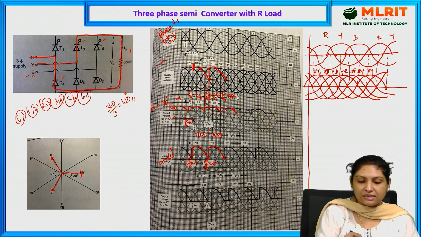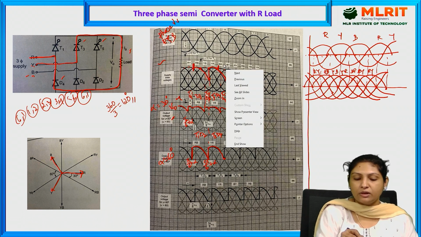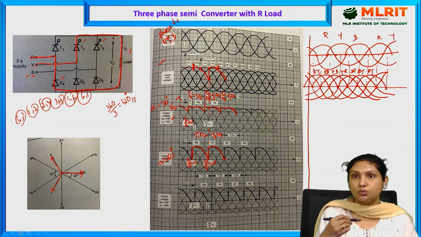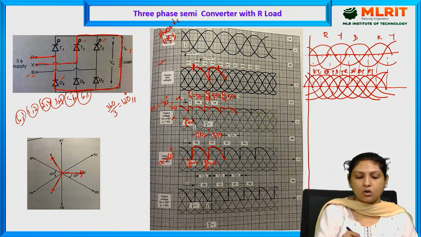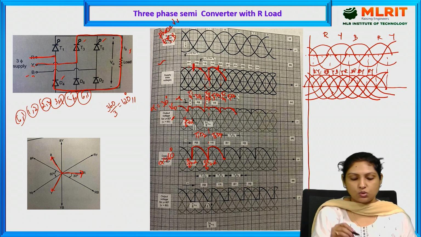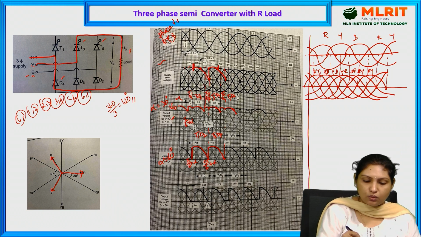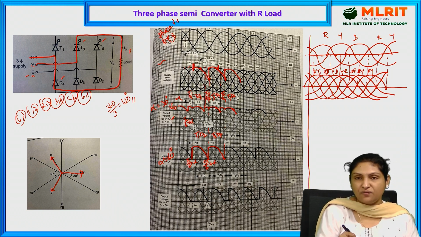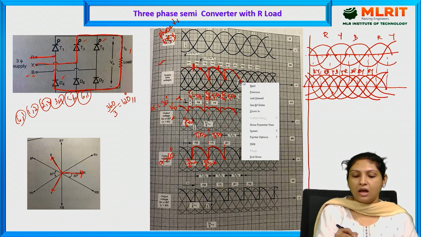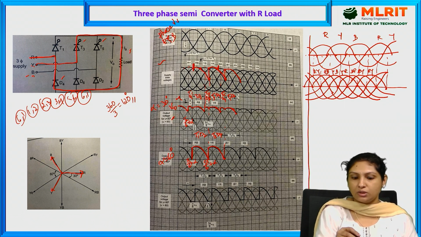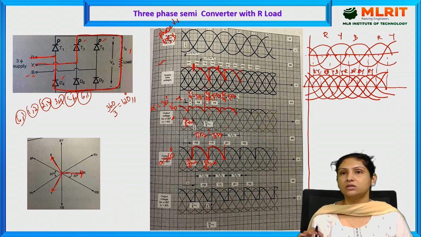So B phase appears at this instant, but our alpha is equal to 60. We are supposed to provide the triggering pulse at this instant, alpha is equal to 60. So that is the reason from here the B phase starts conducting. How long? Right from here to here, as long as the B phase is available. And at this instant, since it is becoming 0, another phase appears. And if you provide the triggering pulse, again the R phase will be conducting. Hope you understood this point.